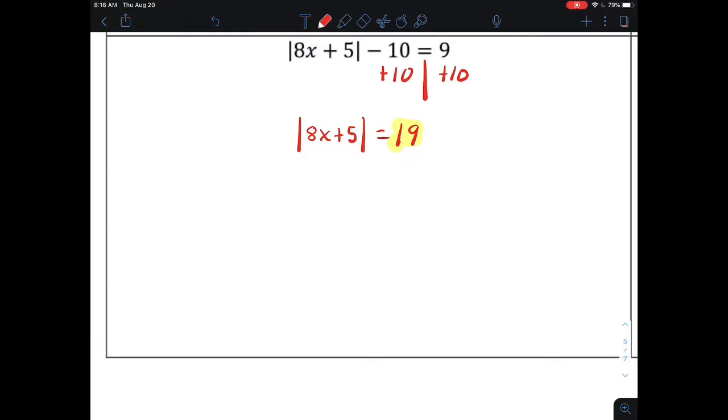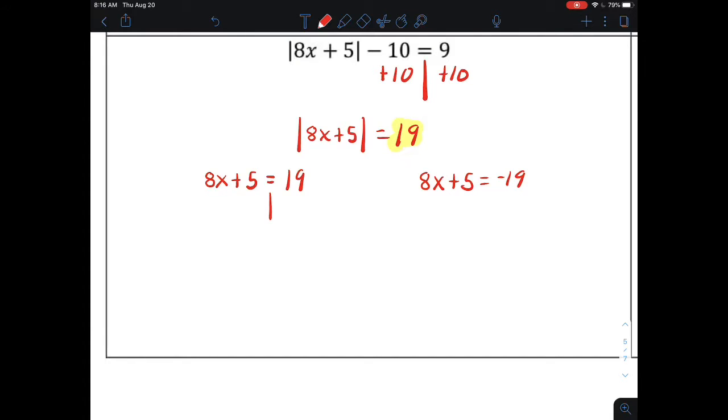So now we're ready to make our two conditions for what the inside could be. So remember that the absolute value of positive 19 is equal to positive 19. So I'm going to set the inside equal to positive 19. And also the absolute value of negative 19 makes positive 19. So I make two little math problems here that I work to solve.